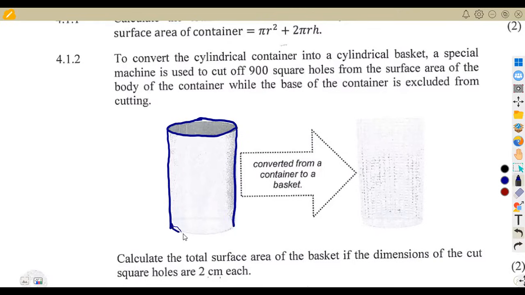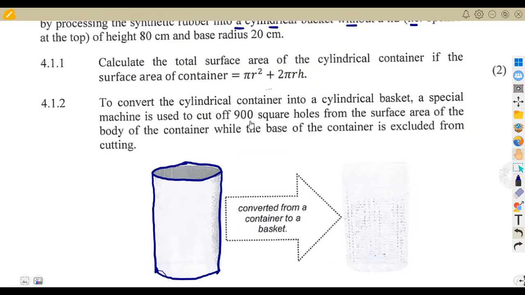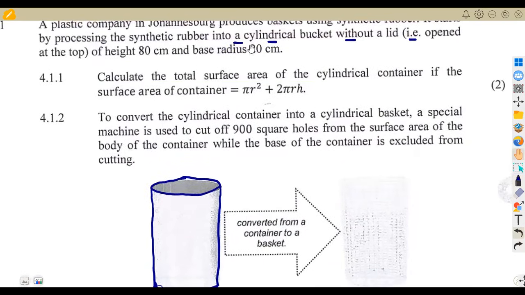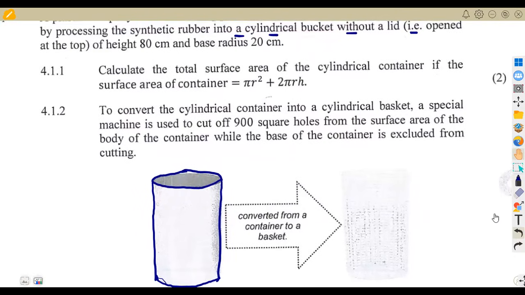What happened with this cylinder? It has a height of 80 centimeters and a base radius of 20. Here we are told that it's open on top. The question is to calculate the total surface area of the cylindrical container. Remember, the surface area was supposed to be given as 2 pi r squared plus 2 pi r h.